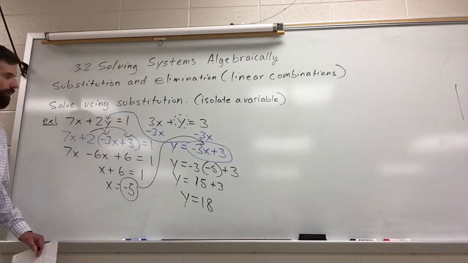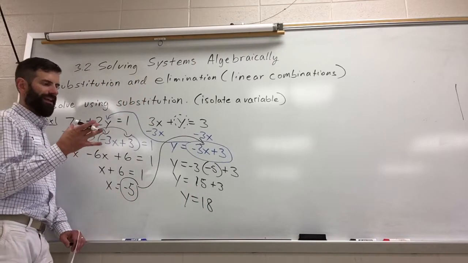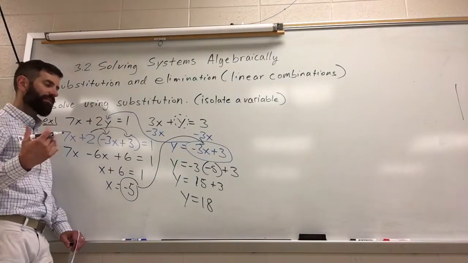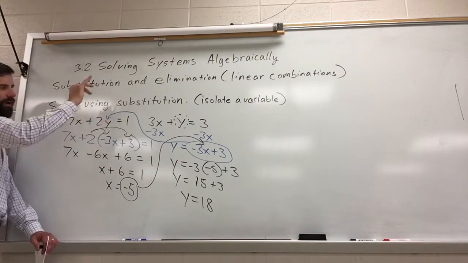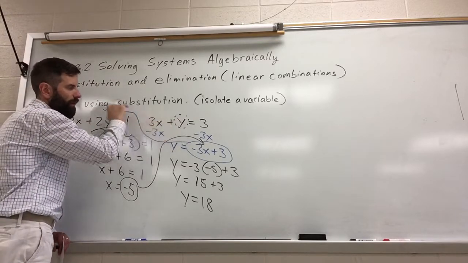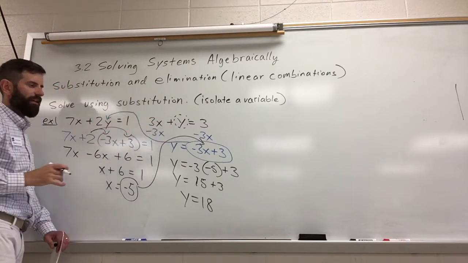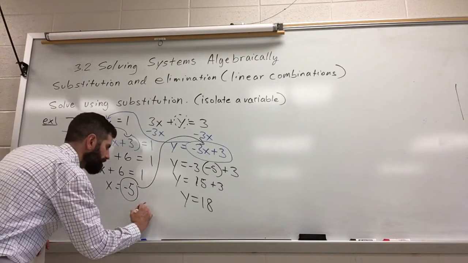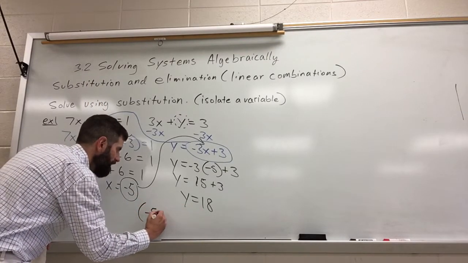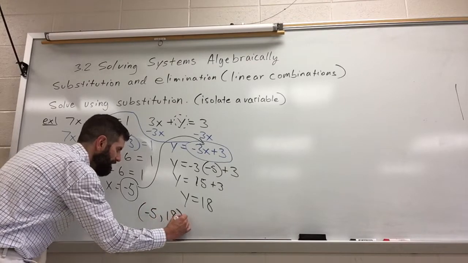Now, if you'll recall, when we solved these by graphing, we would get a coordinate as an answer. Well, that's still true here. This is a linear equation. There's some graph for that line. This is a linear equation. There's some graph for that. They cross at a coordinate. So we're going to rewrite these as a coordinate. We're going to say that our answer is -5, 18.